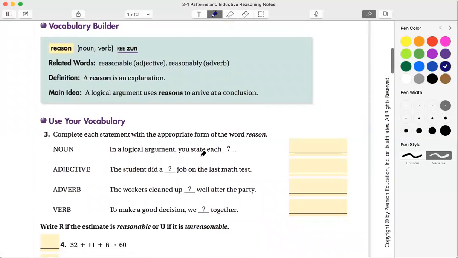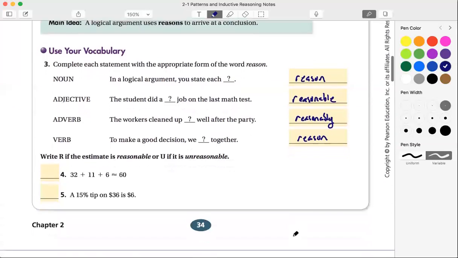So let's complete each statement with the appropriate form of the word reason. For the noun: in a logical argument, we state each reason. The adjective: the student did a reasonable job on the last math test. The adverb: the workers cleaned up reasonably well after the party. And then the verb: to make a good decision, we reason together.